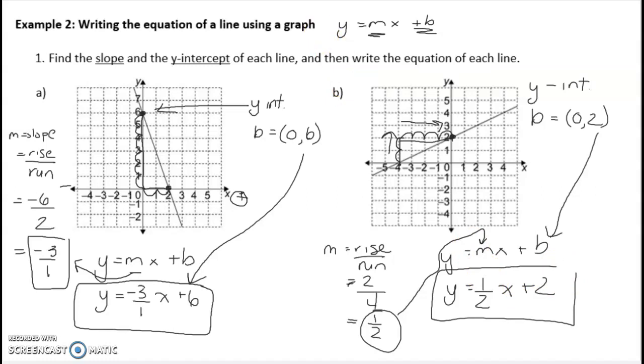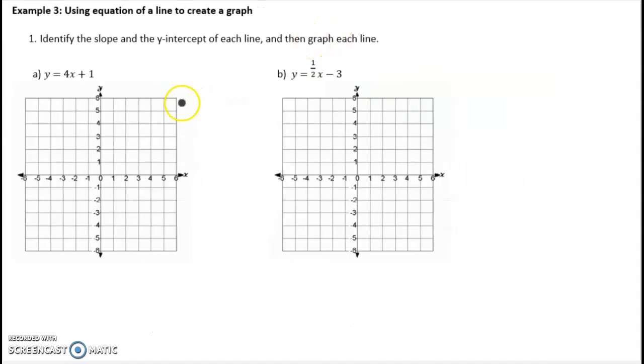All right, next one. Using equation of a line to create a graph. This one says identify the slope and the y-intercept of each line. Right away, here is my y-intercept, and that's happening at plus 1. So I'm going to put a dot at plus 1.